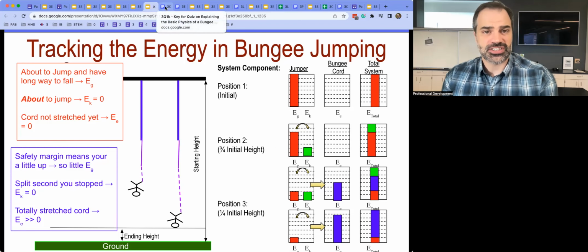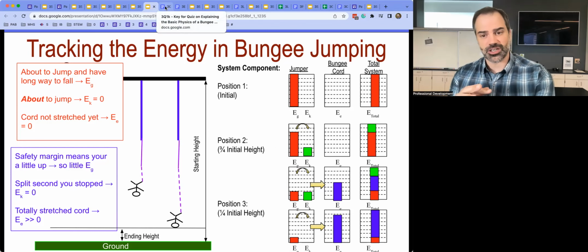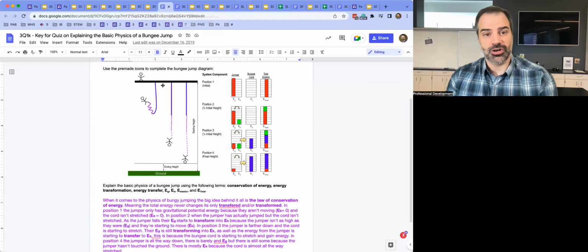And of course, the NGSS in one sentence is: use the big ideas of science to explain phenomena and solve problems. Here we're using it to explain phenomena. So they explain the basic physics of a bungee jump. You can see they use the tools of science to explain science.